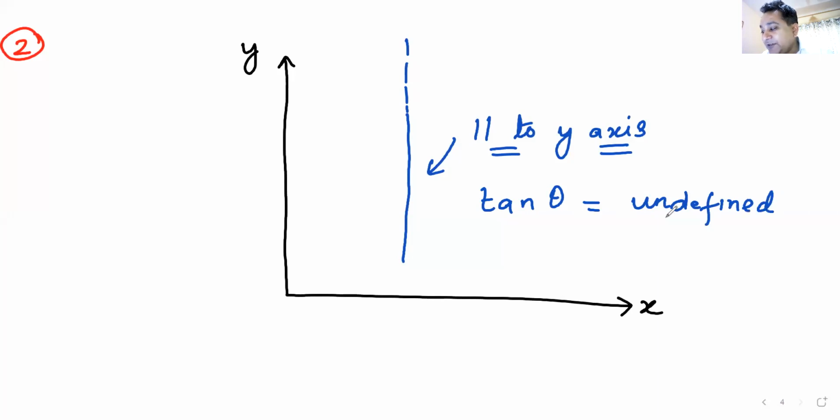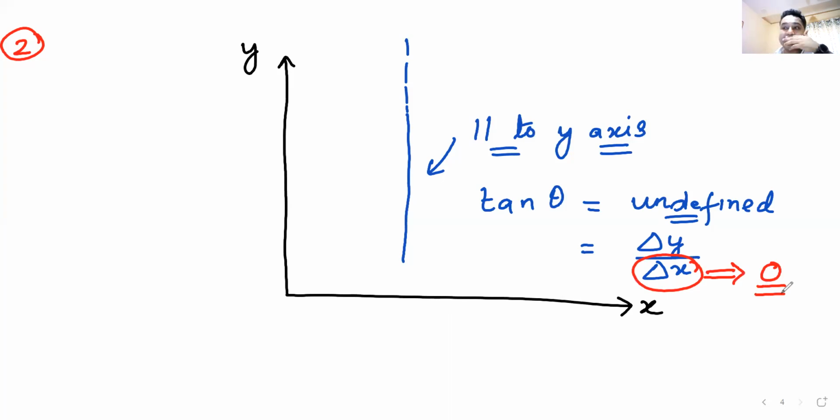Why is it undefined? Because tan theta was always delta y for a straight line by delta x. And as you can see very clearly over here, there is no change in the value of x. Something divided by 0 is not infinity. Something divided by 0 is undefined. We cannot define it. If it is not 0, if it is a very small number, then it is infinity.